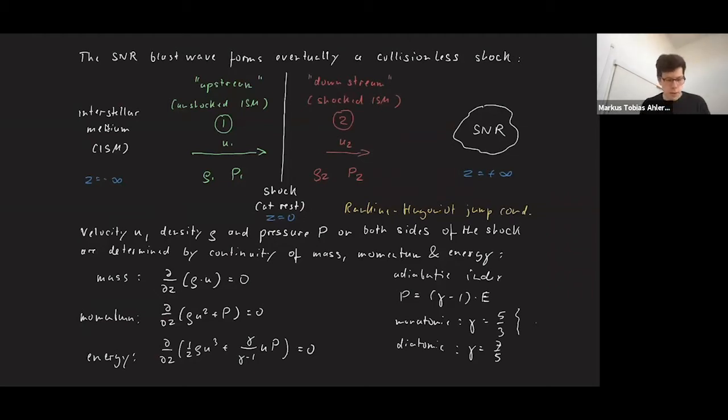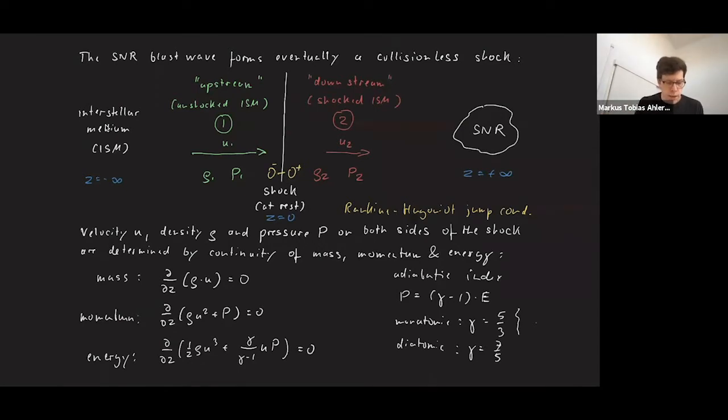So these conditions here are expressed in differential form. What we are going to do now is we are going to integrate across the shock. So we integrate here just below the shock on the left-hand side. So this is from 0 minus to 0 plus. So this is basically from minus epsilon to plus epsilon, from left to right. We integrate over the shock.